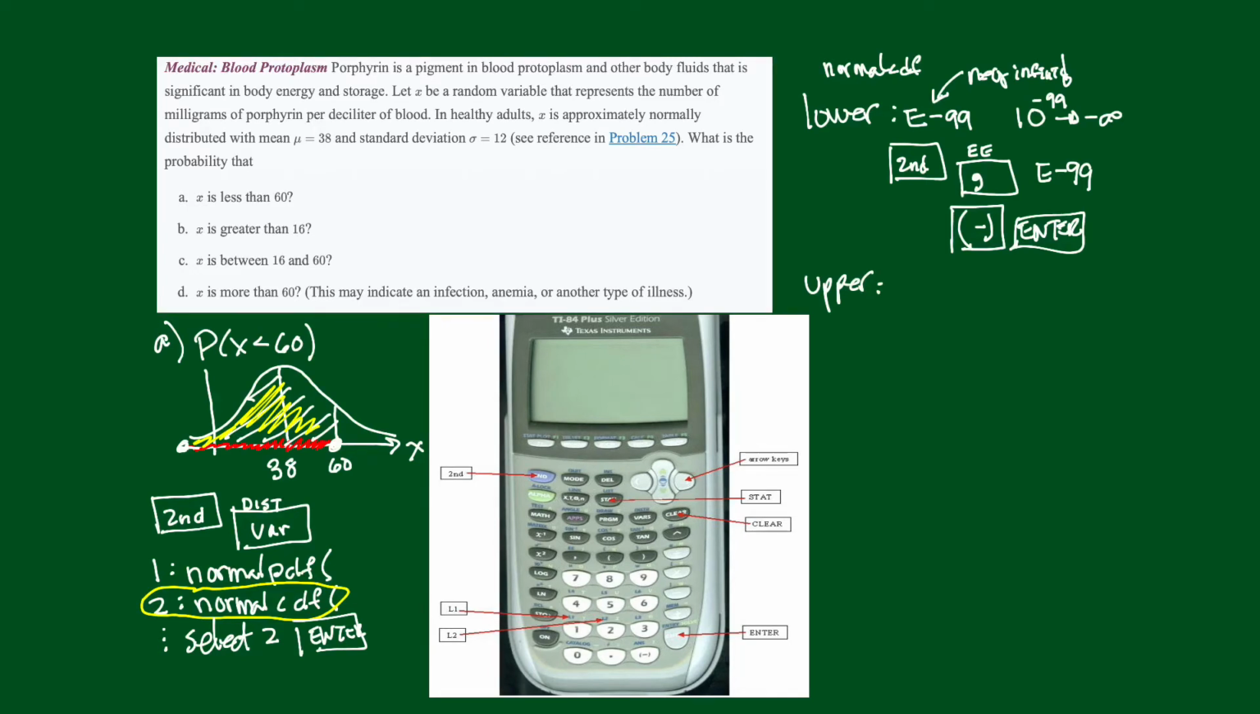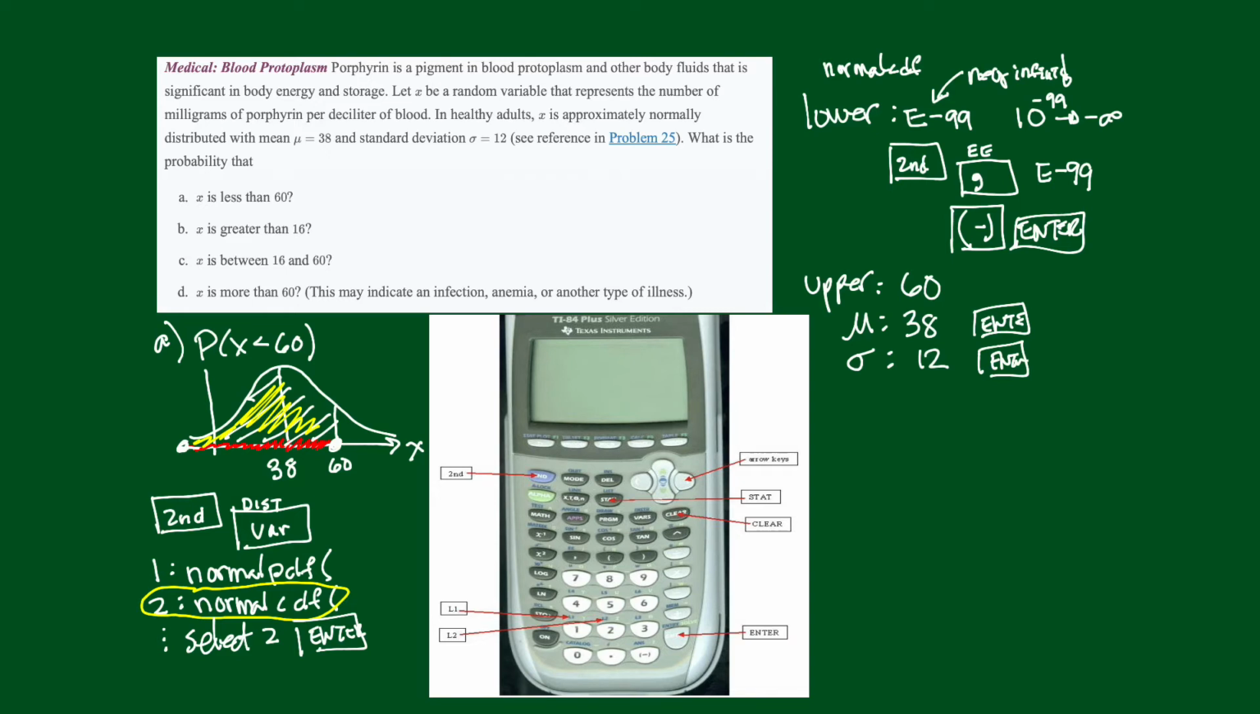Now the upper, that's the 60. That is the 60 that we're going for. All right, that's our upper limit. So we're going from negative infinity to 60. Press enter. And then it's asking you for mu and sigma. So mu, now in our problem, mu is 38. Press enter. Sigma is 12, right? So you always have to press enter to actually make it happen.